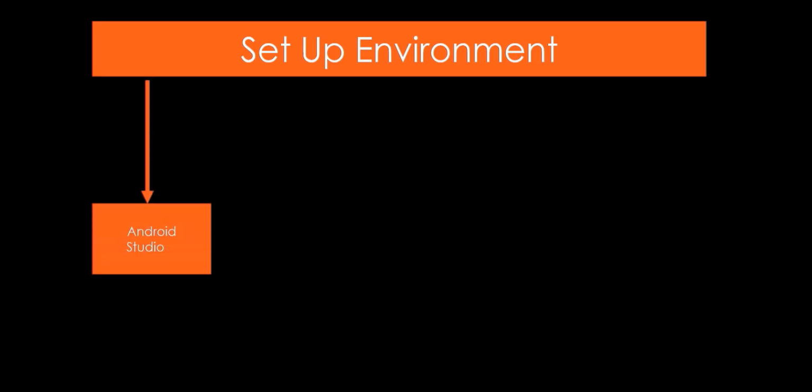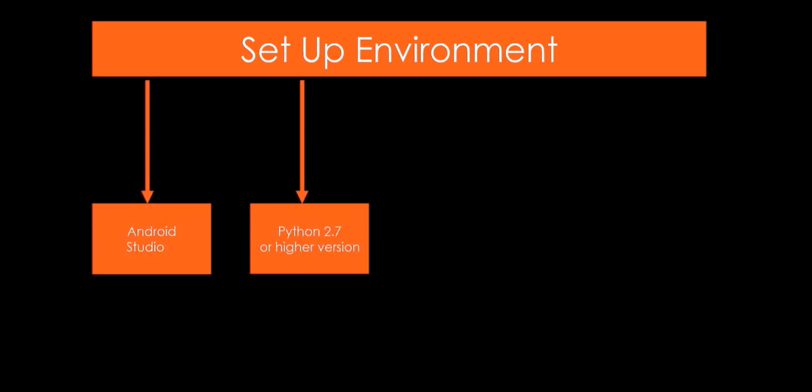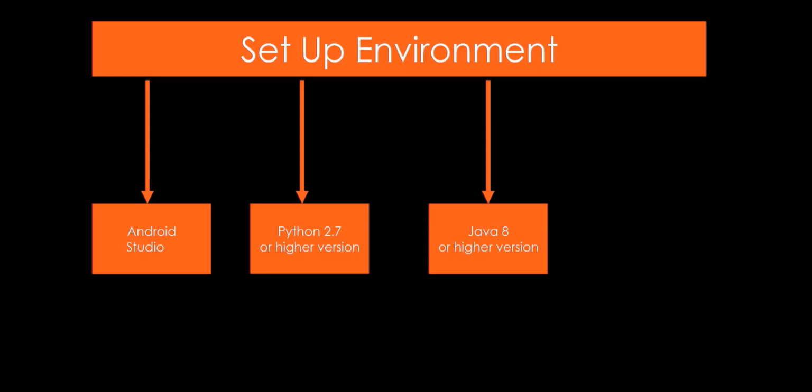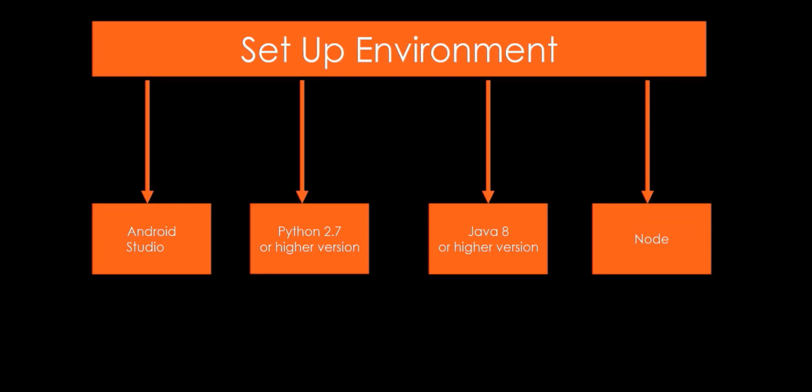So to set up the environment, we need some things like Android Studio. Next, we need Python 2.7, or you can install a higher version of Python. Another thing we need is Java 8. Also, you can install a higher version of Java here. And the last thing we need is Node. So let's move to our browser and see how we can install all of these dependencies.